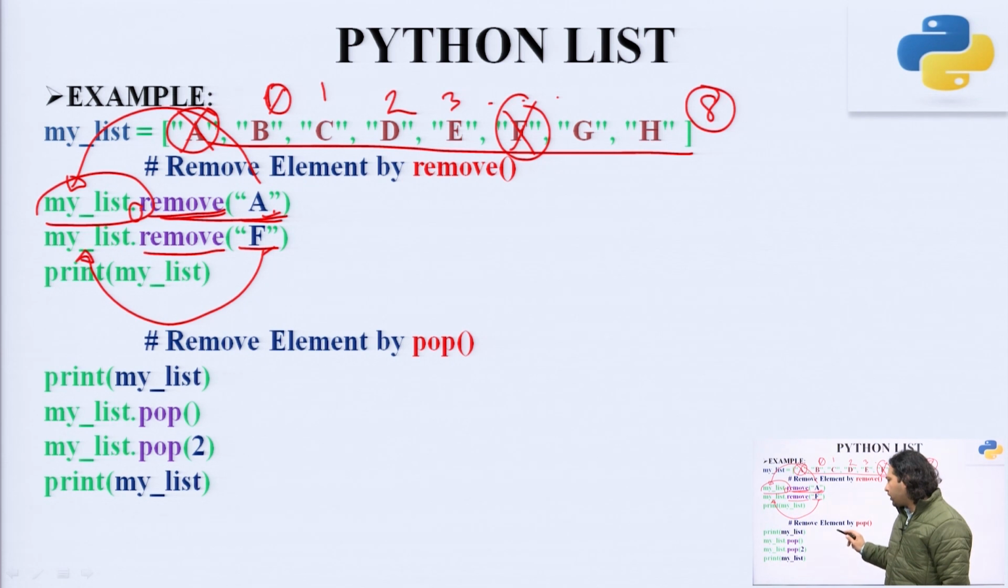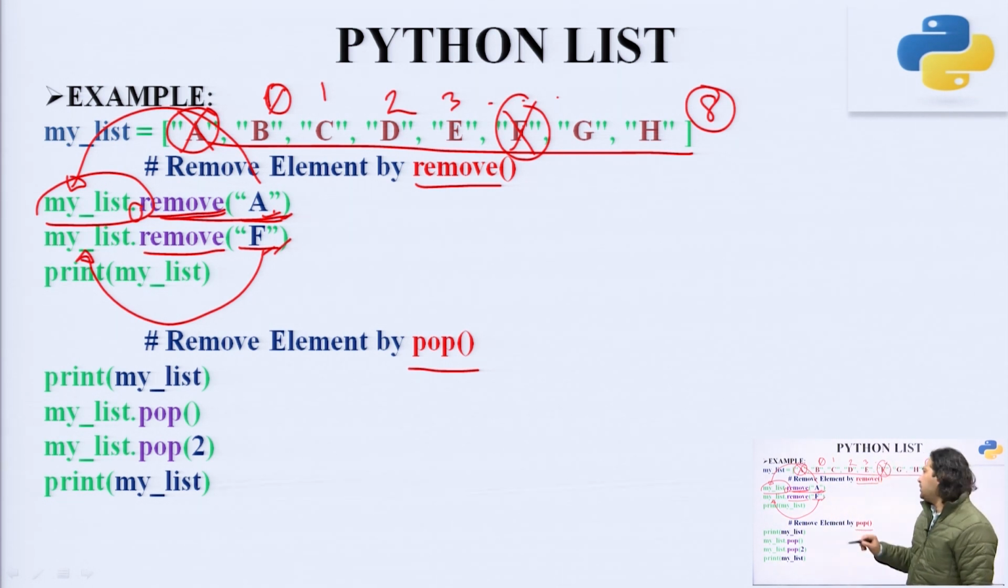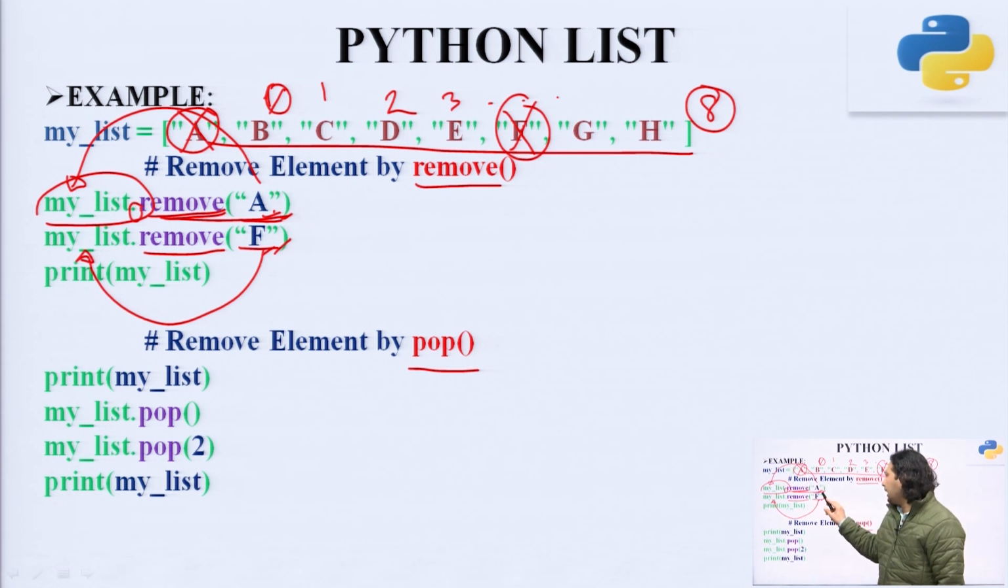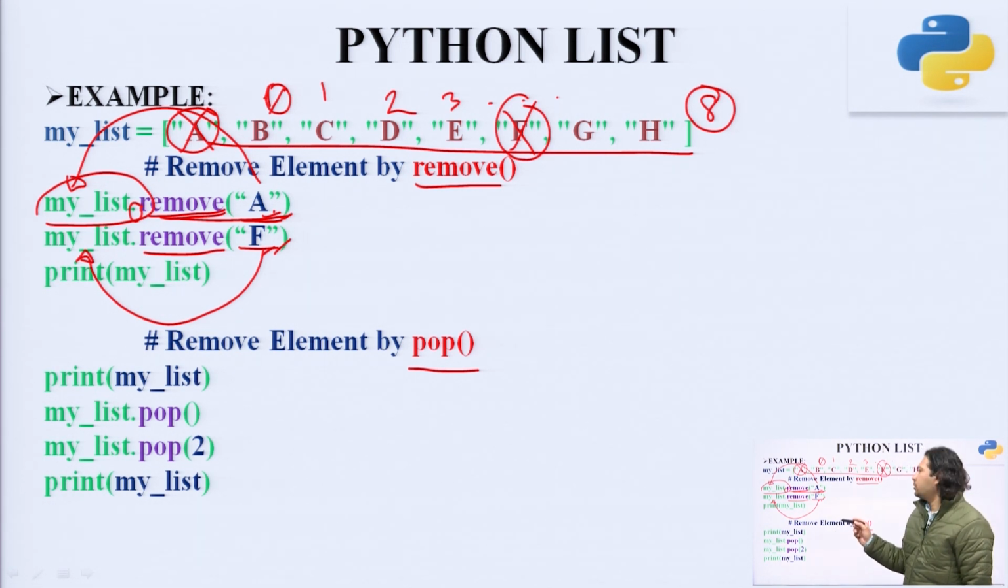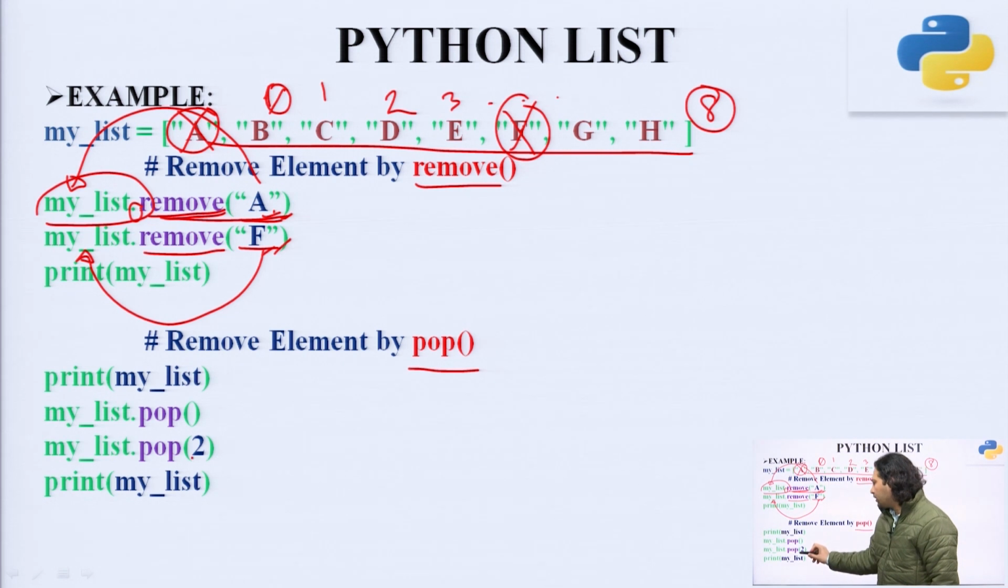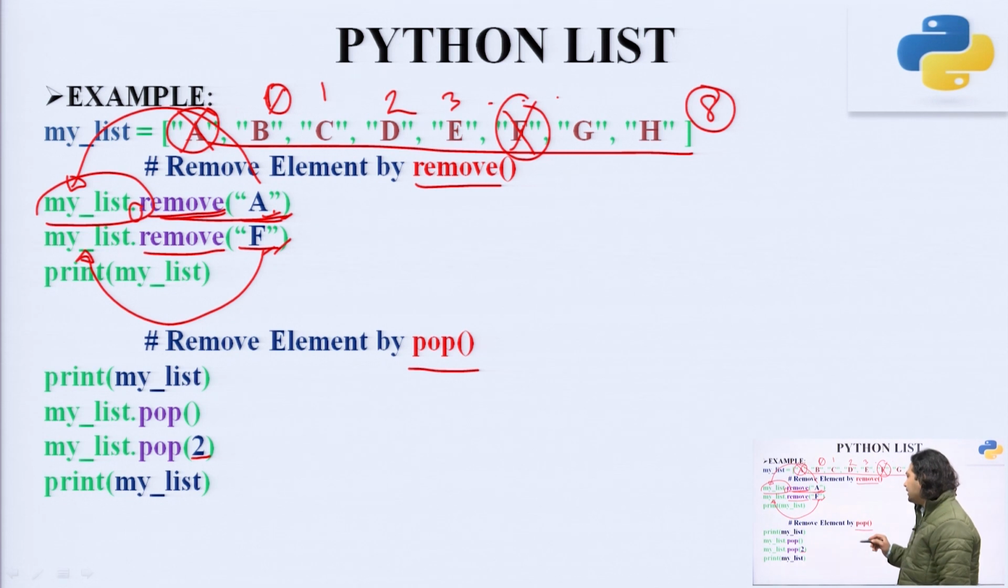Now, we are again trying to remove elements by using the second method, that is pop. Let us say we want to remove specific elements, you can remove them by giving the information correctly. That means, I want to remove A, similarly F. But let us say you want to remove elements but you do not know the exact value, but you know the index number. So, when you want to remove an element by the index number, you can use the pop method.